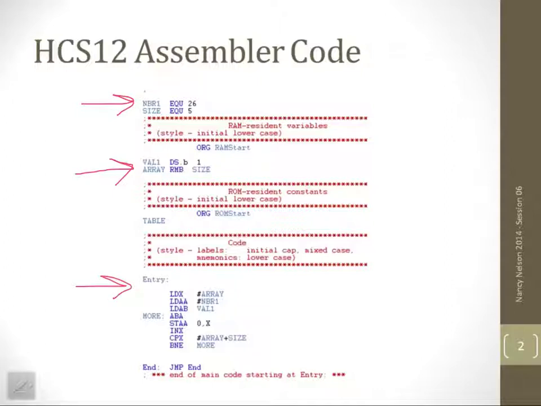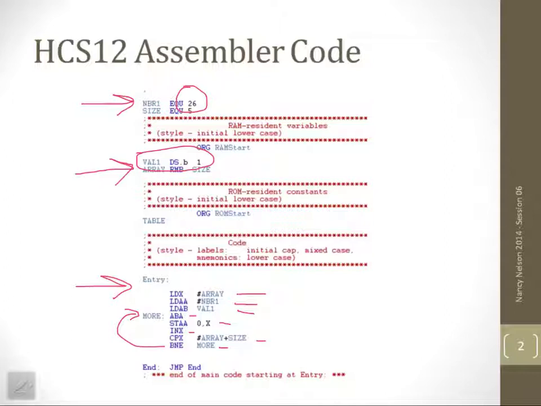So we can see we're loading X, immediate addressing mode, with the address of an array, or the starting location of an array. We're loading A with a number, which is defined up here to be 26. We're loading B with the contents of value 1, which we don't know what's in there right now, but it is a variable. We're adding A to B. We're storing the result in the array. We're moving to the next array element, and we're then comparing to see if we're at the end of our array. If we're not, we're going to loop back and do some more arithmetic.